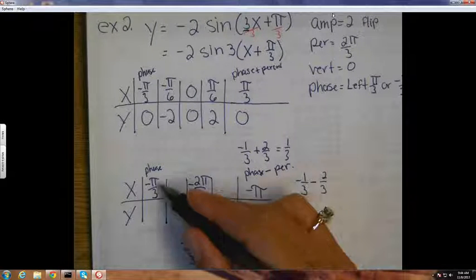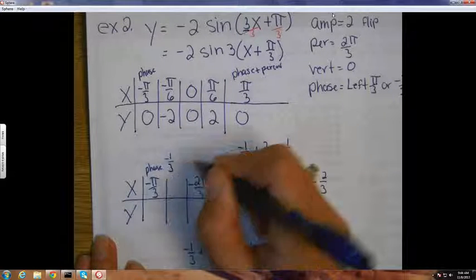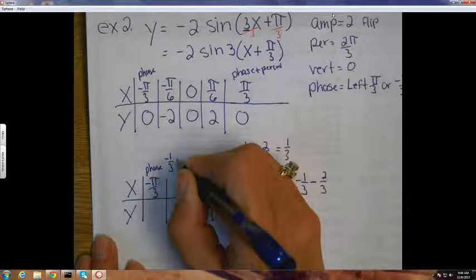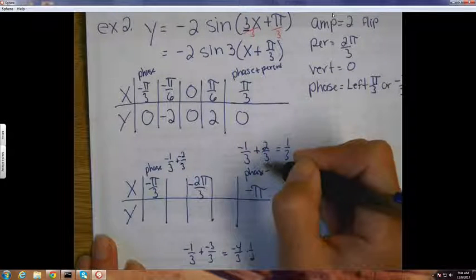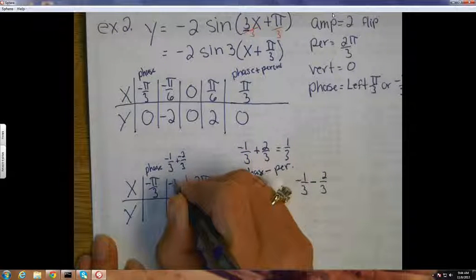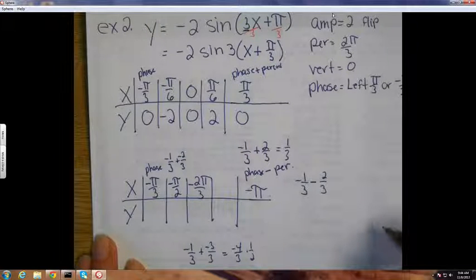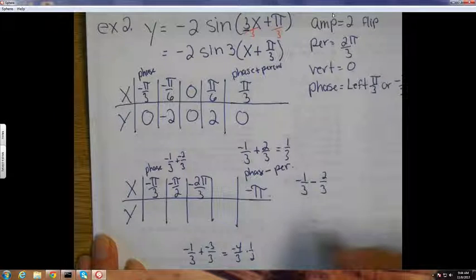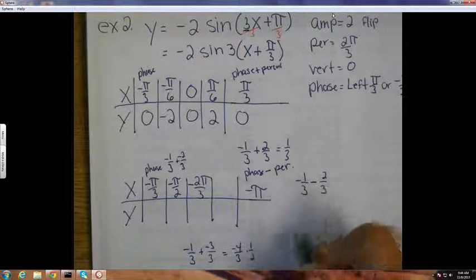The middle here, negative 1/3 plus a negative 2/3. That's negative 3/3. Half of that is negative pi over 2. Are you doing this on your own or just watching me? Try this last one on your own. I'm not going to talk through it. You do it. See how you're doing.